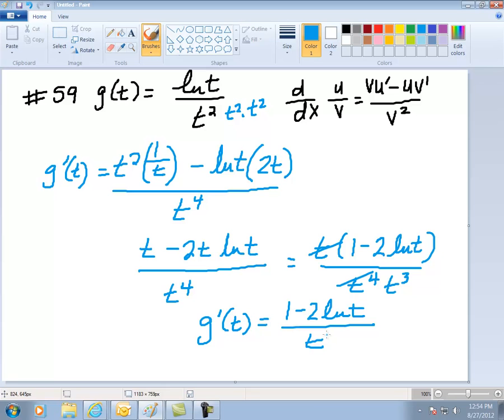So again, we've employed all our old derivative rules, the power rule, the quotient rule, the product rule, and now we've just snuck in there the fact that anytime I take the derivative of the natural log of x, it's 1 over x.